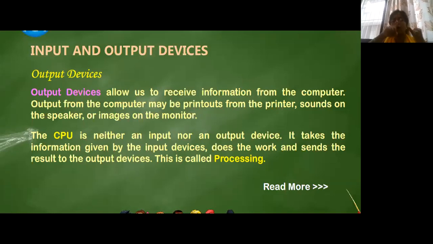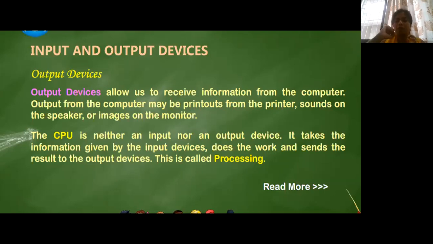So now we saw input and output devices. Input is the keyboard, so the word itself says input. The devices which help us to put information inside the computer are called input devices. Now the devices which give us the result or information, whatever we wanted the computer to give us, are called output devices.